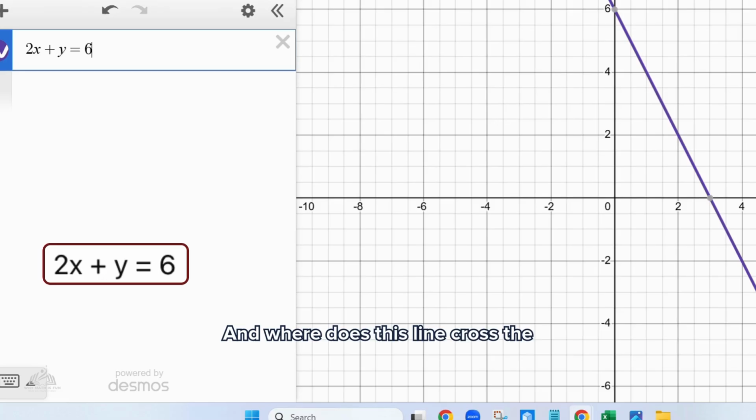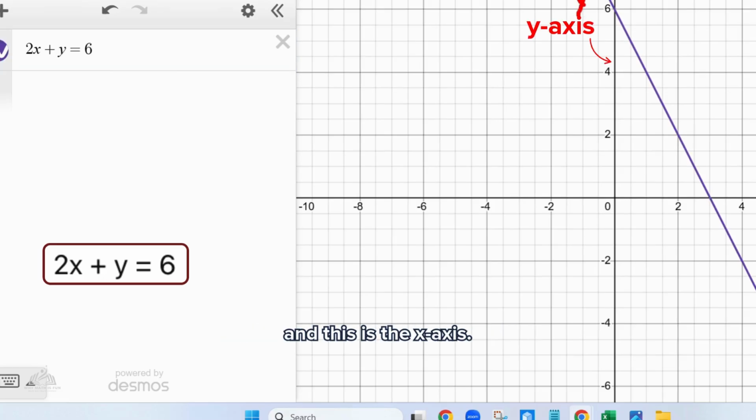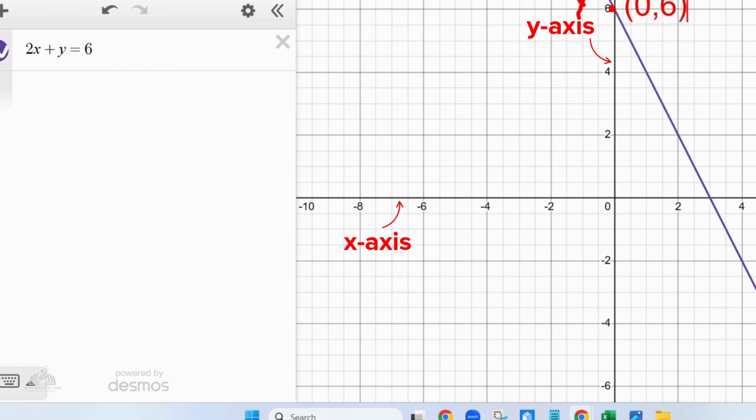And where does this line cross the y-axis? This is the y-axis, and this is the x-axis. It crosses at (0, 6). So that is how you graph lines, linear equations in Desmos.